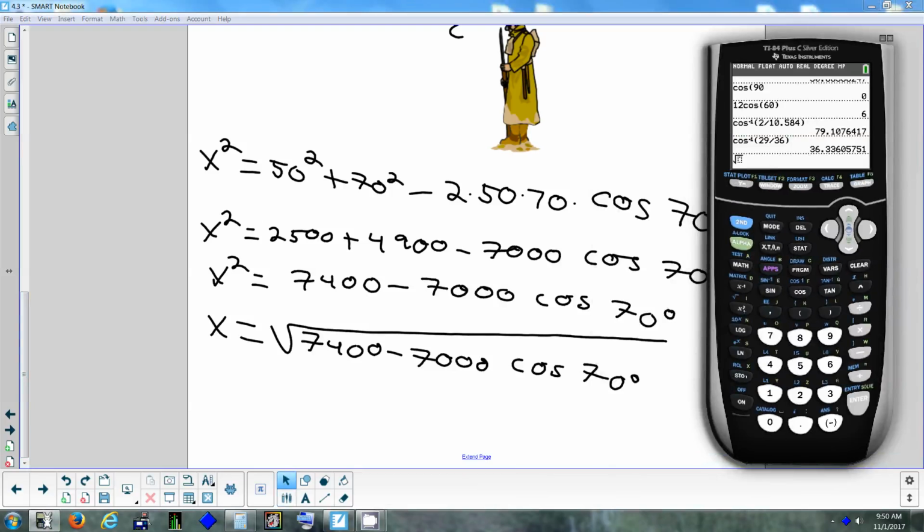All right. So, one distance was 50, the other distance was 70. In a triangle, I know if I add two sides together, it has to be bigger than the third. So the distance between the two houses can't be more than 120. If it is, then we did something wrong. Okay. So 7,400 minus 7,000 cosine 70, and again that's degrees, just double check you're still in degrees. And we get 70.76 feet.